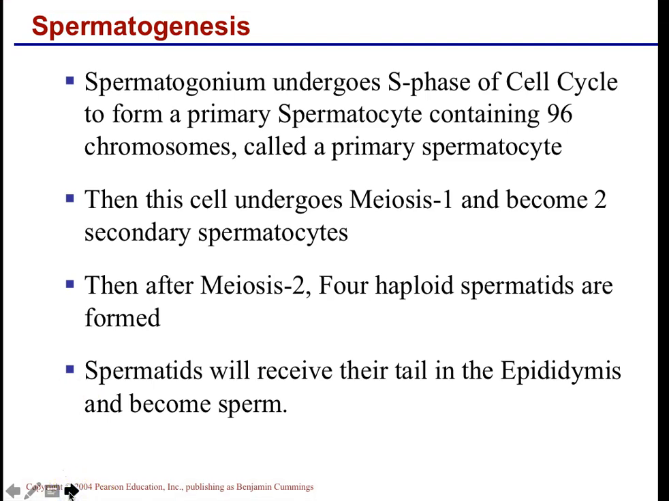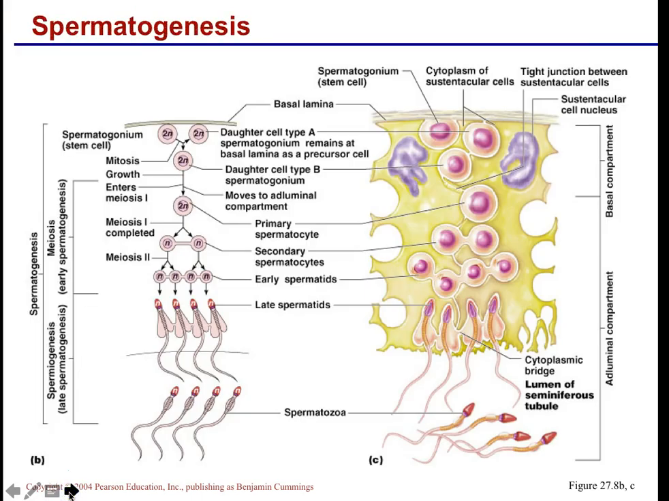Okay, next slide. This may or may not be helpful, and if it's confusing, don't worry about it. This is just showing you the process of spermatogenesis. So here's your spermatogonium. At the end, you've got your primary spermatocyte, your secondary spermatocyte, and your 4 spermatids that get their tail and become sperm.